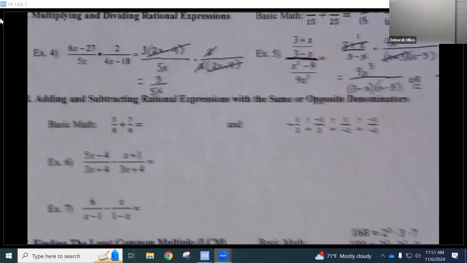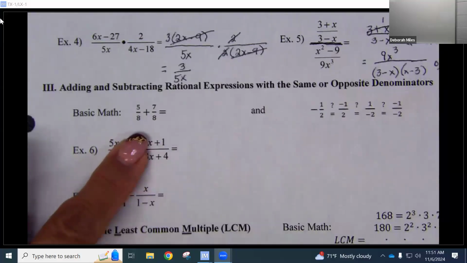All right, in basic math, how do I add 2 fractions that already have the same denominator?